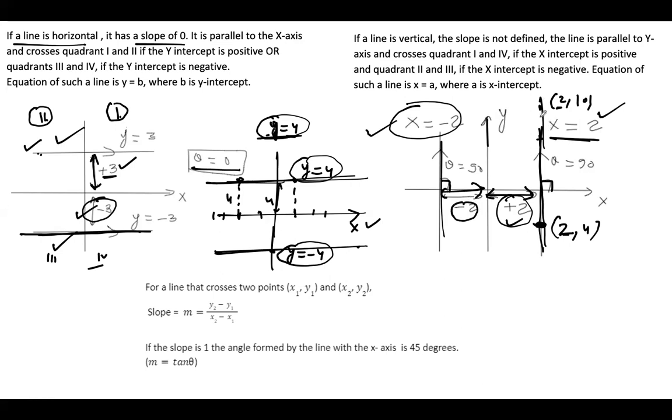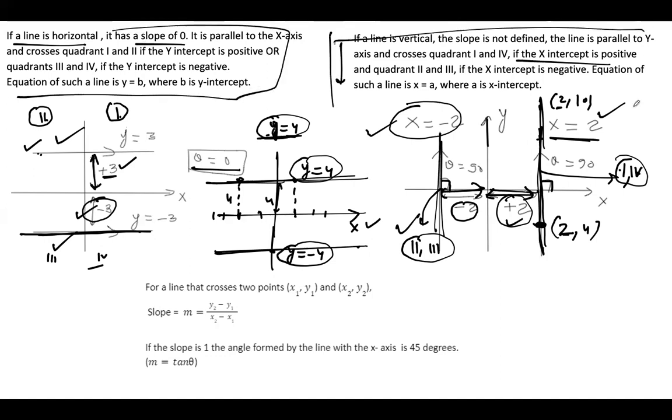-2. If I talk about this line, it crosses quadrant 1 and 4. What about this line? It crosses quadrant 2 and 3. Okay. So whatever theory that is written, you can go through it. If the x-intercept is positive, then the line will pass through quadrant 1 and 4. If the x-intercept is negative, then the line will pass through quadrant 2 and 3. But rather than remembering what I have told, it's important to focus on the figures.